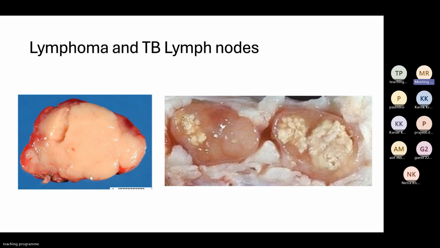Now, this is the appearance of the lymphomatous lymph node. You can see a homogeneous, white, firm, fleshy appearance of the lymph node. Okay, and the texture has been described as rubbery also, in the Hodgkin lymphomas especially. Now, these are the lymph nodes. Can you see this whitish friable material? So, this is the cheesy material, or the caseous necrosis, of a tuberculous lymph node.